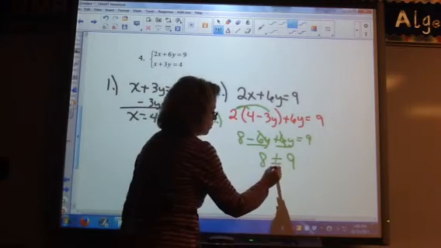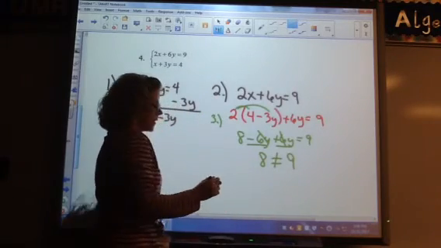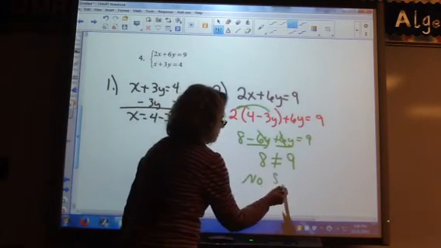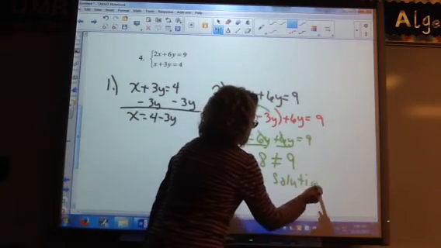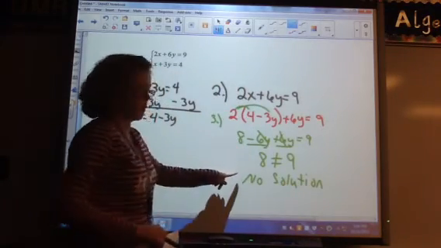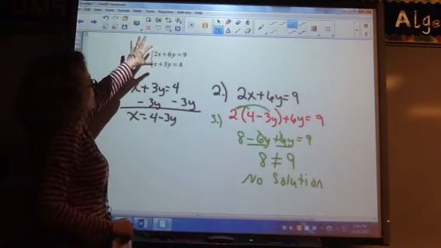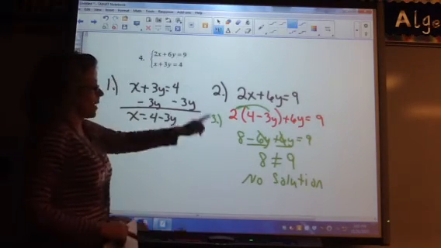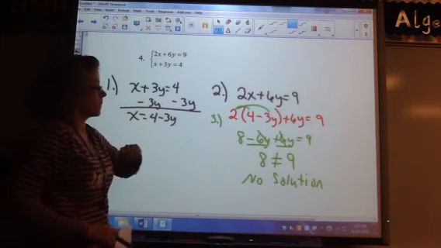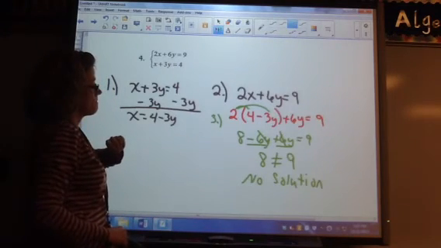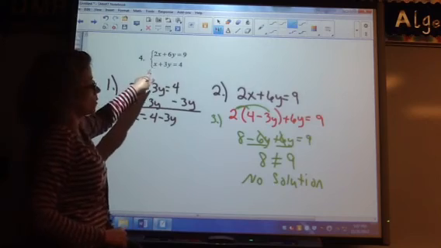This is not a true statement, so what this means, guys, is there is no solution. If there's no solution, what this means is these two lines, when you graph them, will never intersect. So they're either skew or they're parallel.